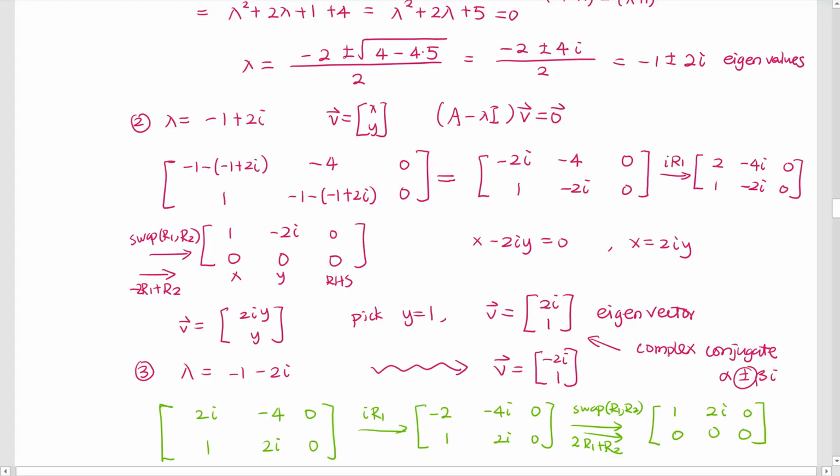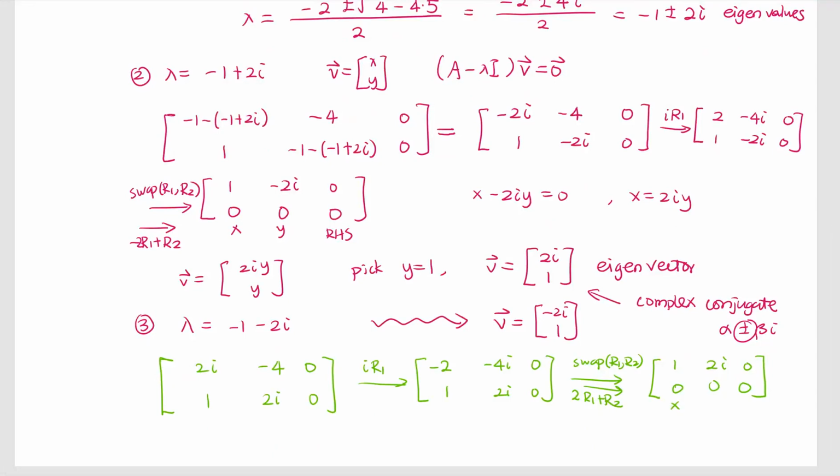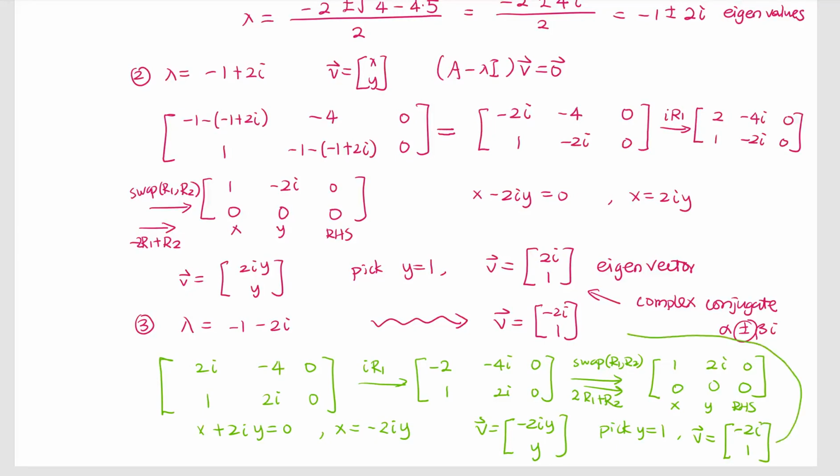Okay, so what happened? This is x, this is y, this is the right hand side. Then we have x plus 2iy equals 0. So x is negative 2iy. So v is then x is negative 2iy, y, and when we pick y to be 1, we get v is negative 2i and 1. See, it's the same thing here. Okay? So they are the same.